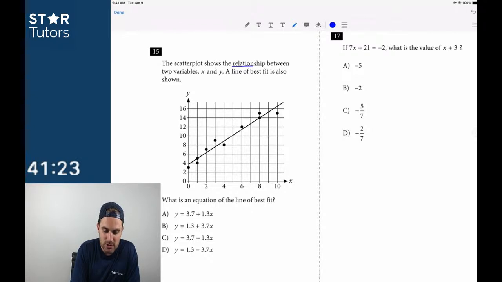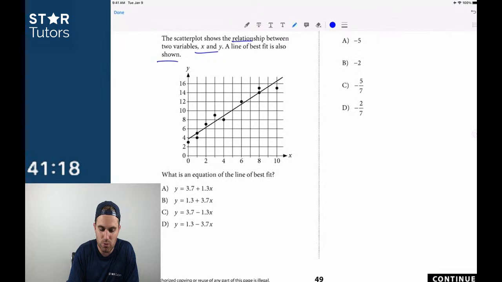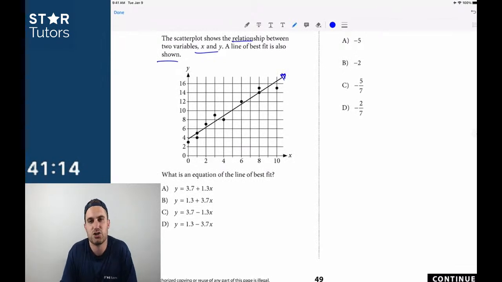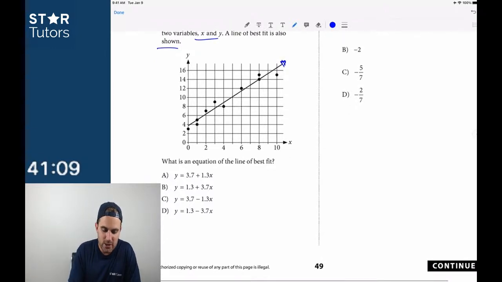The scatter plot shows the relationship between two variables x and y. A line of best fit is also shown. Okay, the line of best fit is just with these points. For those of you who haven't taken a stats class, a line of best fit is just trying to model those points because nothing is ever perfectly linear. What is the equation of the line of best fit?